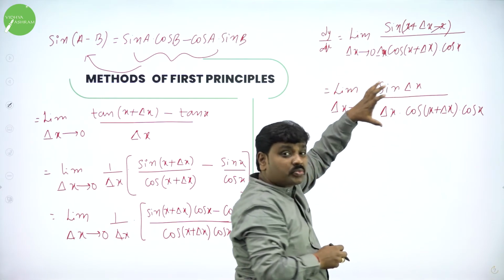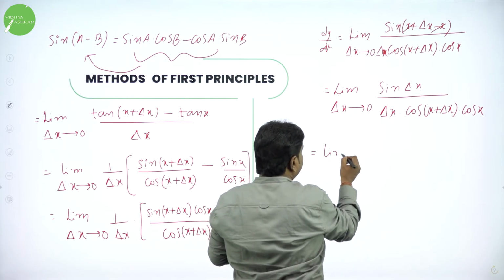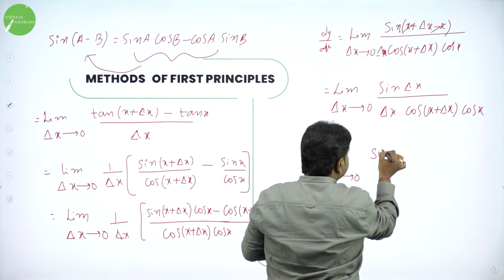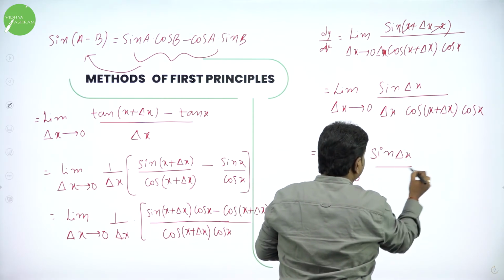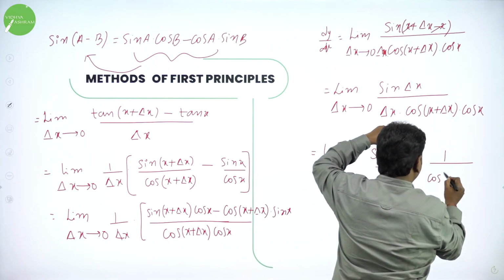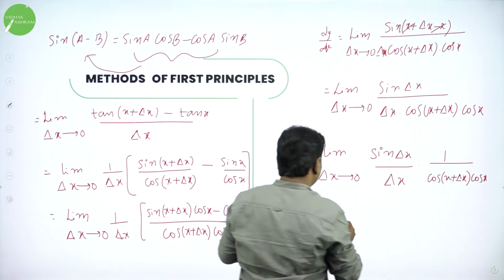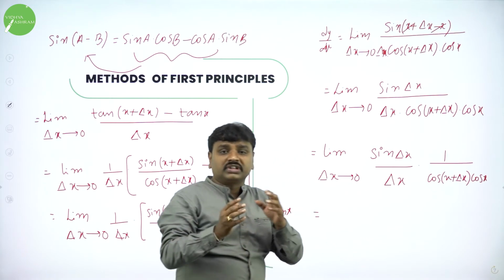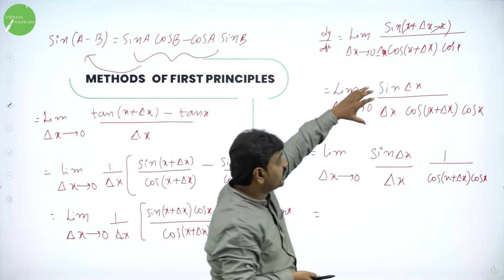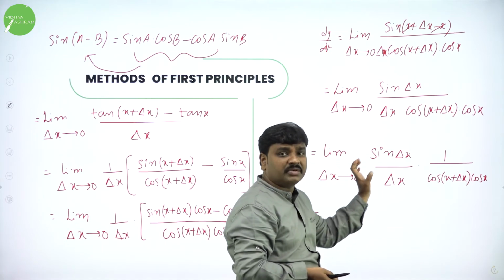Further, you can split it as product of two functions because we have sin theta by theta form. So, what I will do? I will write it as limit delta x tends to 0. I will separate sin delta x divided by delta x, and then I will separate remaining part. What is remaining part? 1 divided by cos of x plus delta x into cos x. So, now if you have product of two functions, I taught you, you can apply limit for each function. So, now I made it as sin delta x by delta x into 1 by this. Now, apply limit separately for this and apply limit separately for this.